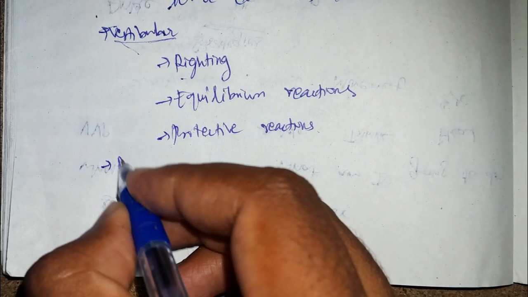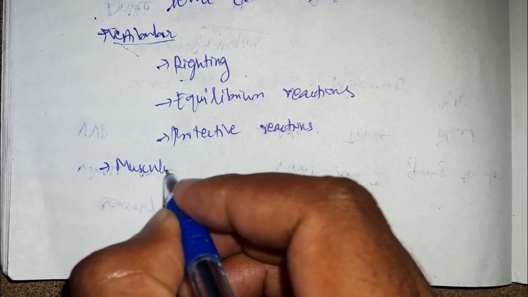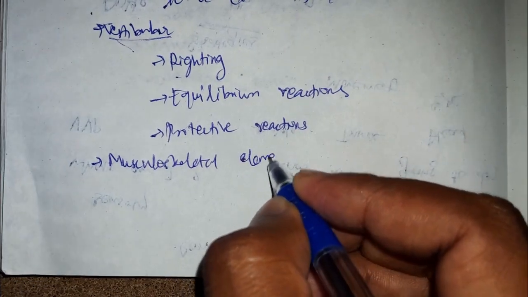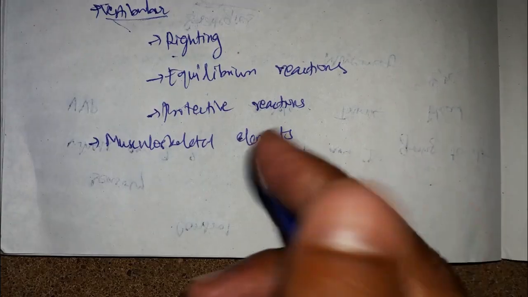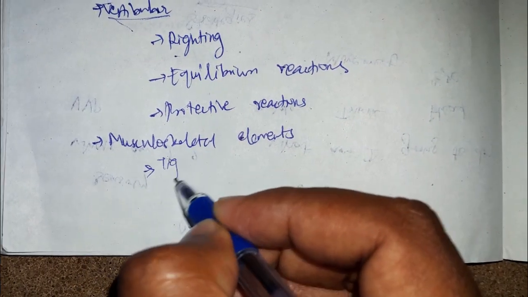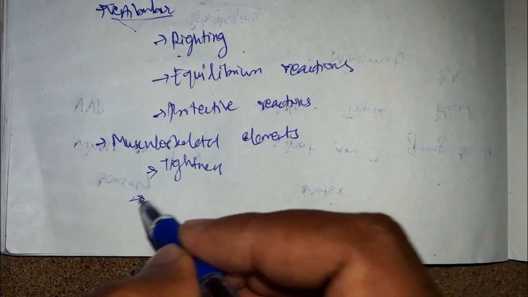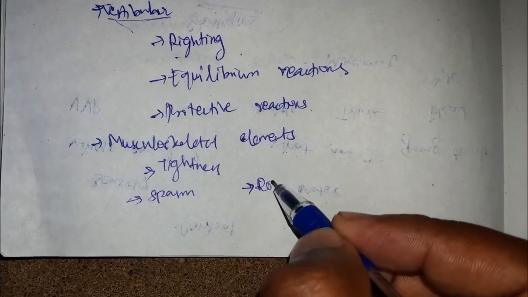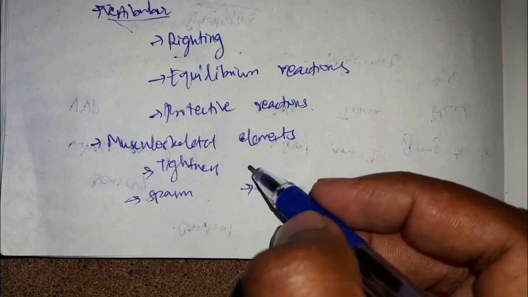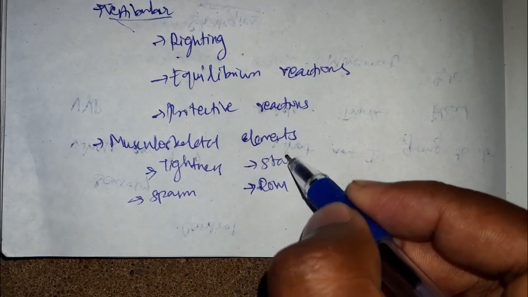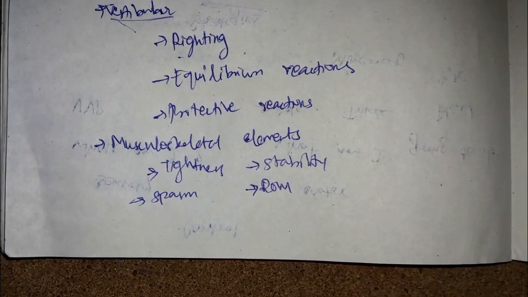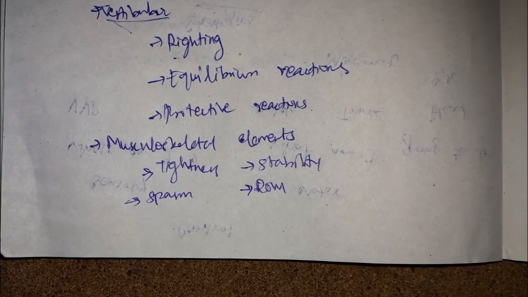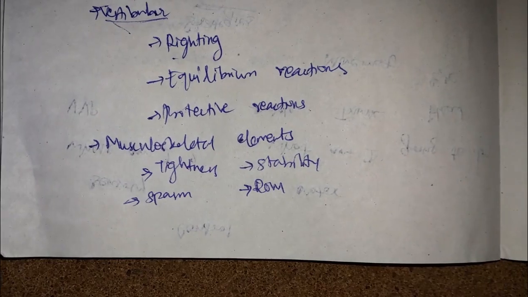And we have to check for the musculoskeletal elements, which means if there are any bone or muscle related problems, we have to check for it. Any tightness, contractures, any spasm, or any range of motion problems, or any joint stability problem. So these are all we have to check, and also muscle strength. So this is about the musculoskeletal elements.